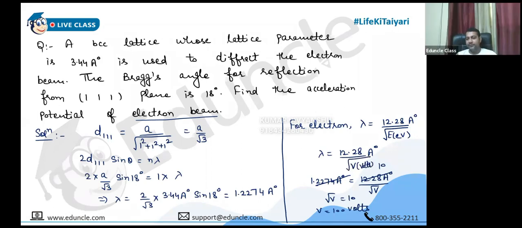Now I think it is more appropriate: V in volts. Because when we divide it by e, e and d will get cancelled and we are left with volts only, which are the units for potential.